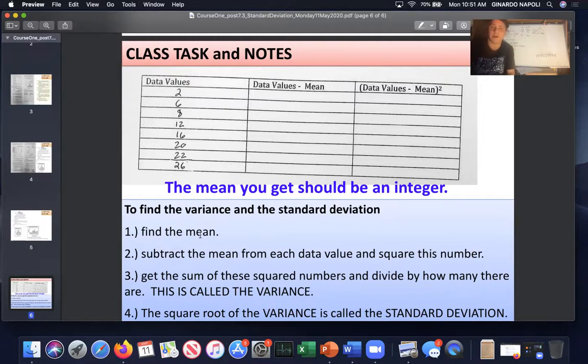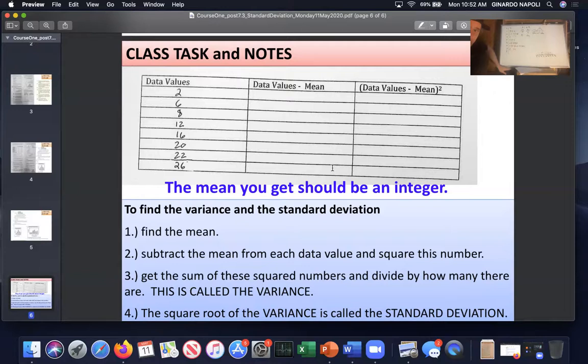What you got to do is you got to find the mean. So we're going to add these numbers and divide by how many there are. There's 8. And then we want to kind of get an idea, on average, how far are these numbers from the mean? That's basically what we're going to do. On average, how far are these numbers from the mean? Okay, and this is how we do that.